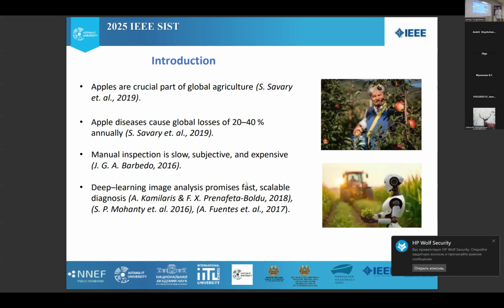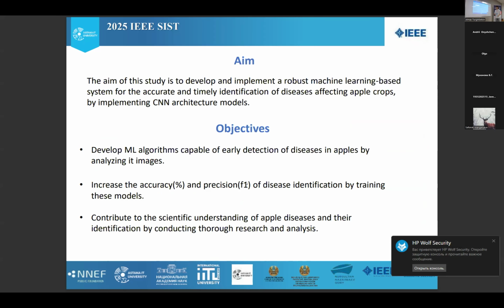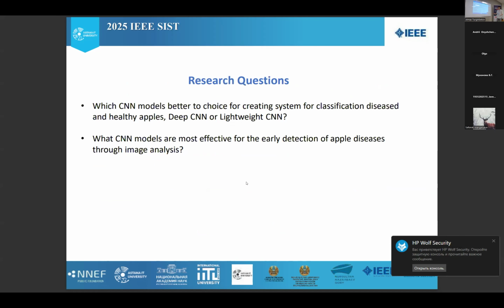And now, in the time of trending ML and DL techniques, there is a push to implement these technologies also in this endeavor. The aim of this work is to develop and implement a robust machine learning-based system for the accurate and timely identification of apple diseases using CNN architecture models, with the objectives and research questions listed below.